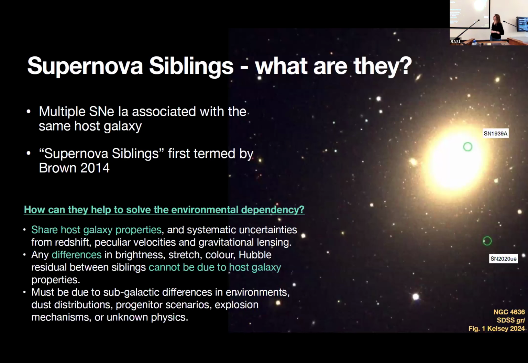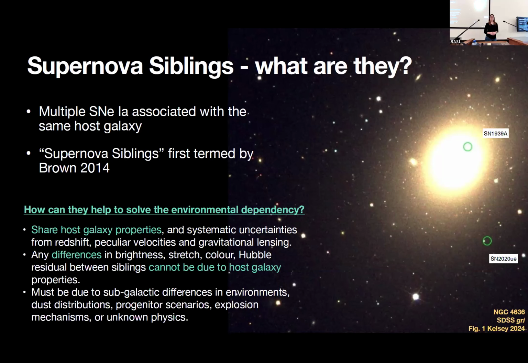That's where supernova siblings come in. What are they? There are simply multiple supernova. In this case, for the purposes of this talk, when I say siblings, I just mean Ias associated with the same host galaxy. It was a term first come up with by Brown in his 2014 paper. And how could they solve this environmental dependency?